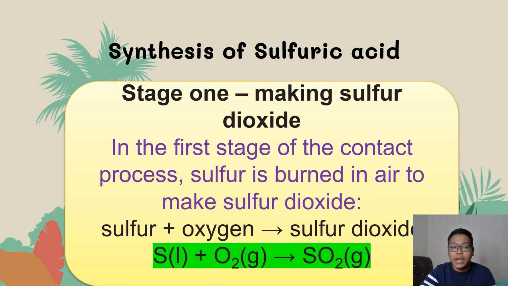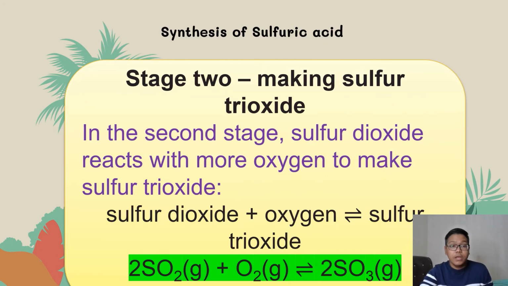Stage 1: making sulfur dioxide. In the first stage of the contact process, sulfur is burned in the air to make sulfur dioxide. So look at this equation: sulfur plus oxygen to produce sulfur dioxide. In the second stage, making sulfur trioxide, sulfur dioxide reacts with more oxygen to make sulfur trioxide.